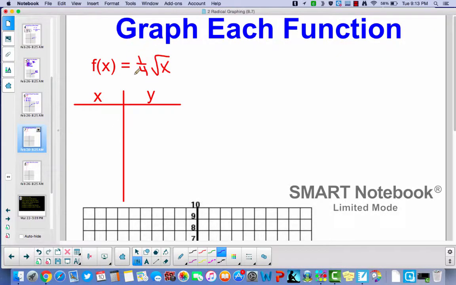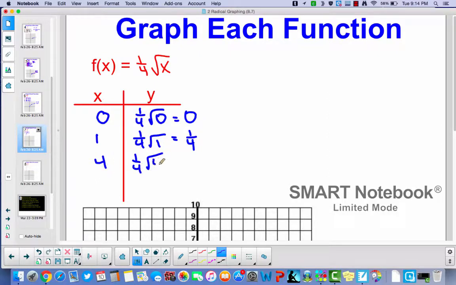What do you think happens if you multiply by a number less than 1? Okay. So let's try this. So I have 1/4 times the square root of 0, but that's just 0. If I put a 1 in, 1/4 times the square root of 1, 1/4 times 1 is 1/4. 4 is my next perfect square. I have 1/4 times the square root of 4, but the square root of 4 is 2. 1/4 times 2 would be 2/4, or 1/2.